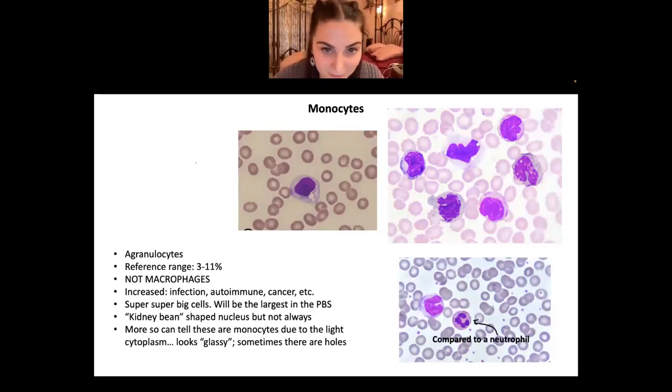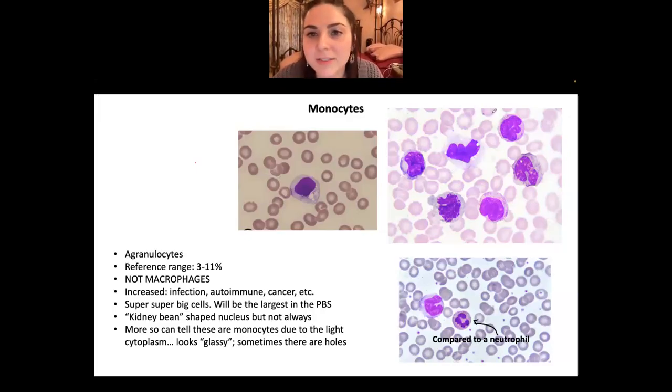Remember that these are not macrophages. Macrophages are in the tissues only. I haven't seen a trick question like that before, but I wouldn't put it past anyone to ask that. If they gave you the option, is this a monocyte or a macrophage? These are not macrophages because we're looking at the blood smear.